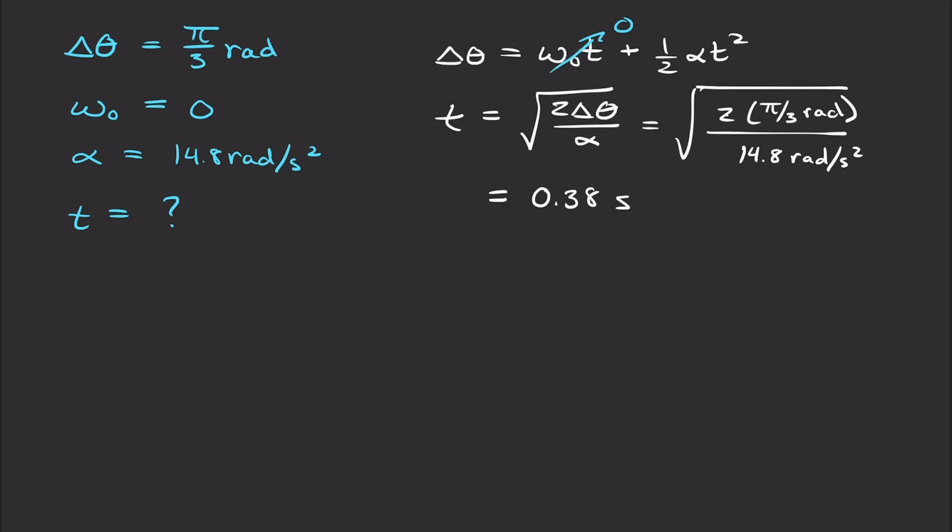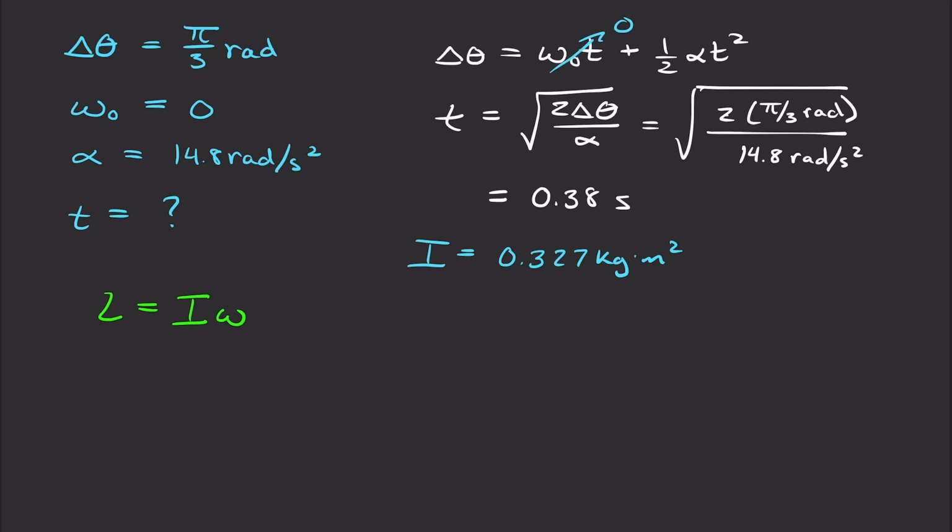And then finally we want to find the angular momentum of the rod after it's rotated through that angle. The angular momentum, L, is equal to I omega. We know I from the previous part, which was just 0.327 kilogram meters squared. So we need to find omega. Since we're assuming angular acceleration is constant, we can just use another kinematic equation.